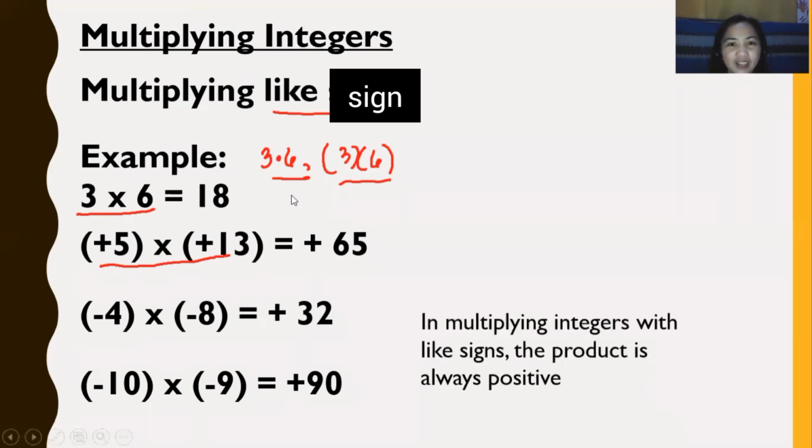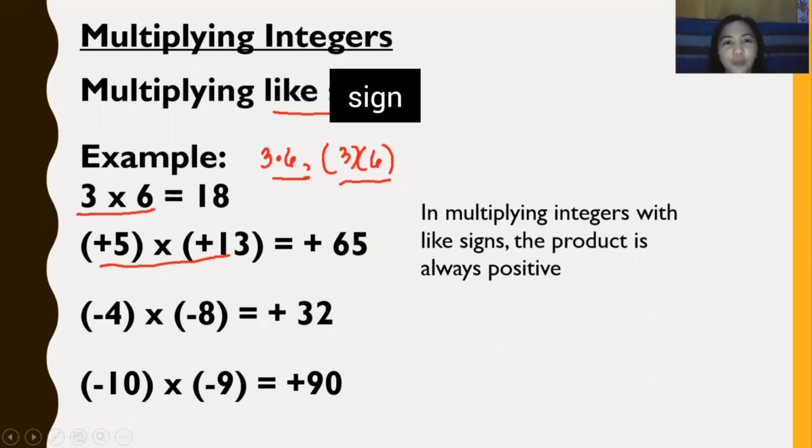Therefore, in multiplying integers with like signs, the product is always positive. So kapag nag-multiply ka ng parehas negative, positive ang sagot. Pag nag-multiply ka ng parehas positive, the answer is still positive. Both negative, the answer is still positive.